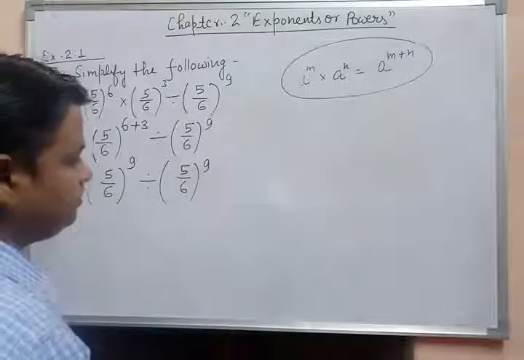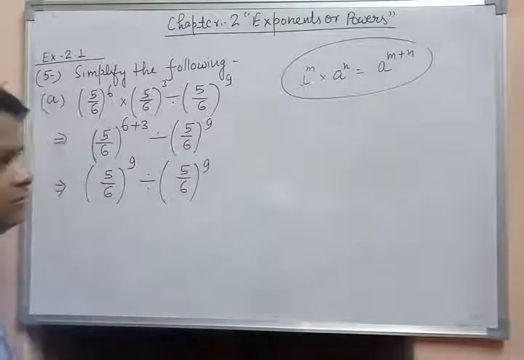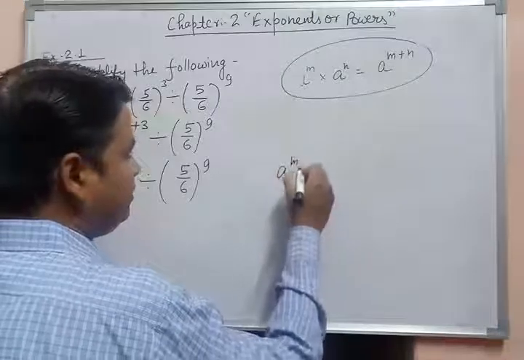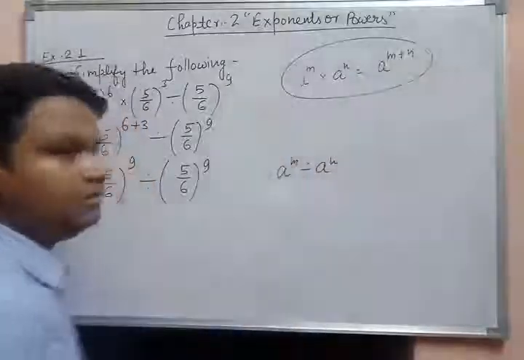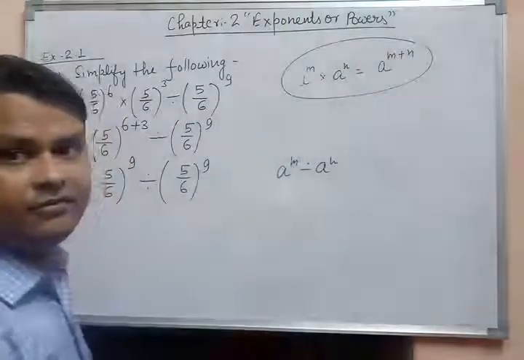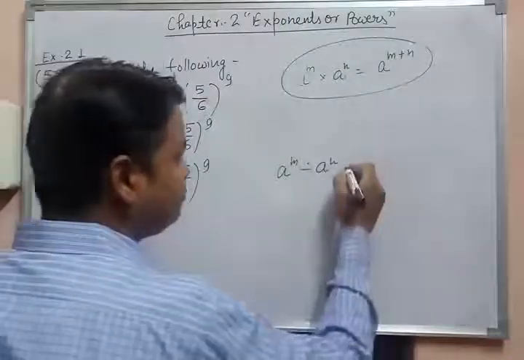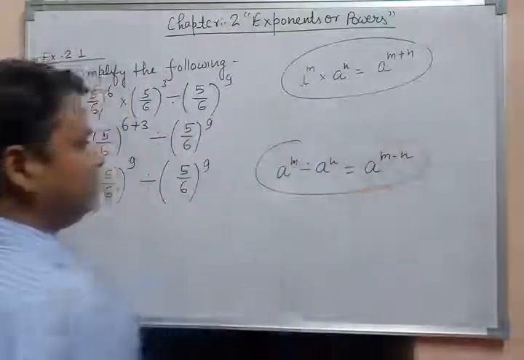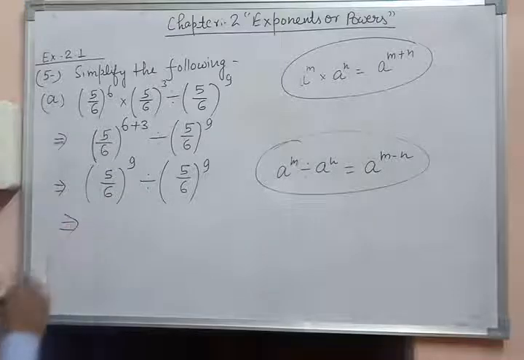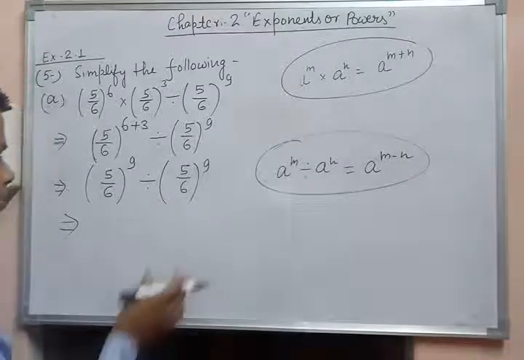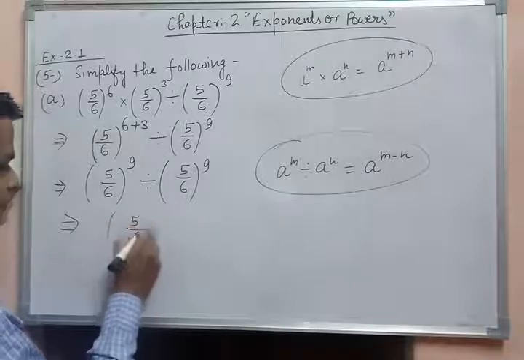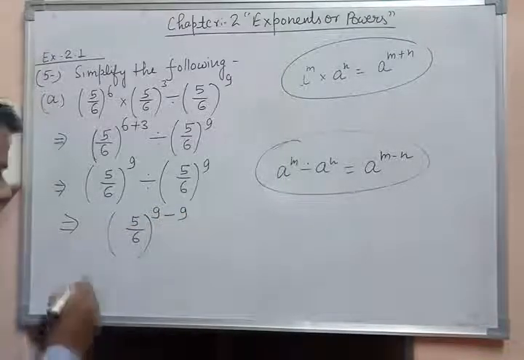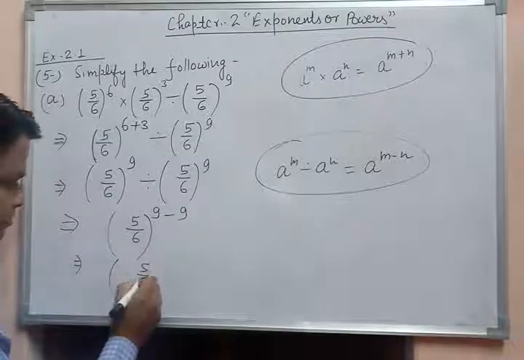Now students, I have told you the laws of exponents. For example, a to the power m divided by a to the power n is equal to a to the power m minus n. So you have to apply this law of exponents in this step. Applying it again, we get 5.6 to the power 9 minus 9, and the result is 5.6 to the power 0.